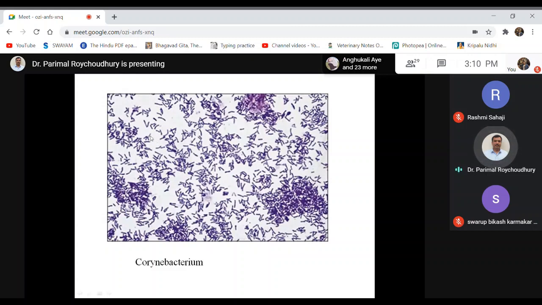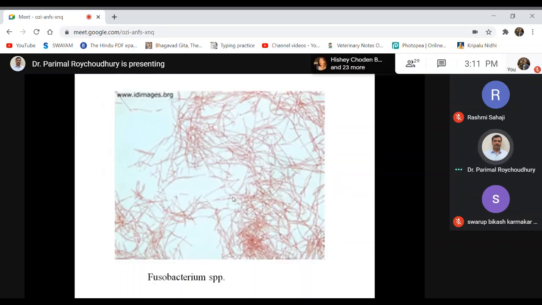Basically, what happens is that when bacteria grow and divide, the daughter cells usually do not get detached from the parental cell easily. So when the other cells divide, they remain in clusters, and that gives rise to a shape that looks like Chinese script. So it's a synonym of Corynebacterium.